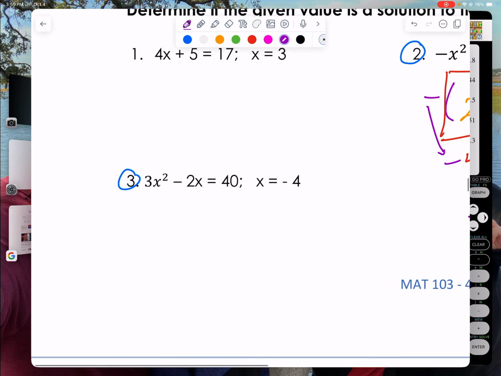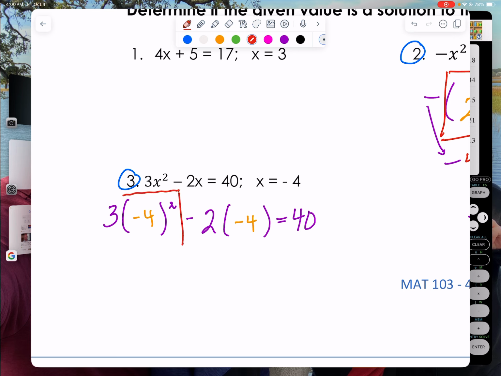So this one I have 3 times x squared minus 2x equals 40. So I'm going to write it out. 3 times something squared minus 2 times something is 40. And then I go ahead and plug in my -4. And once again, we have a major trap. You always do your exponent first. So I'm just going to leave that 3 out to the front. And then -4 squared gives me 16, right? -4 times -4. Let's keep going down the line. Now I have -2 times -4. That gives me a positive 8 equals 40.